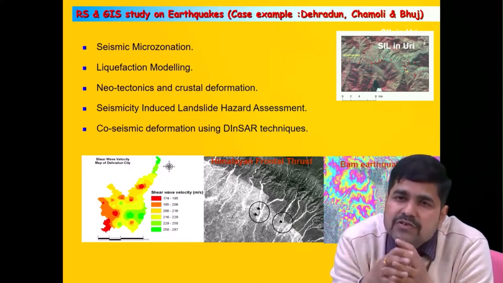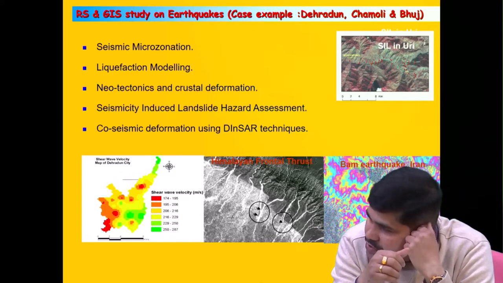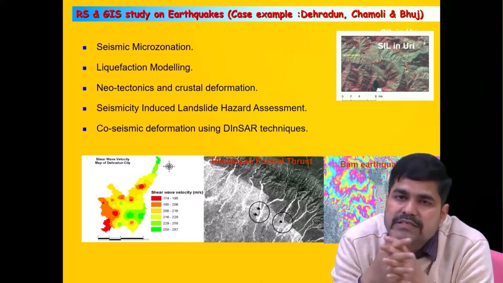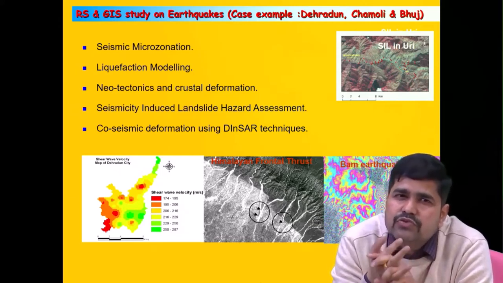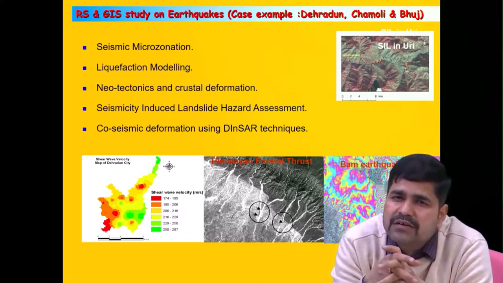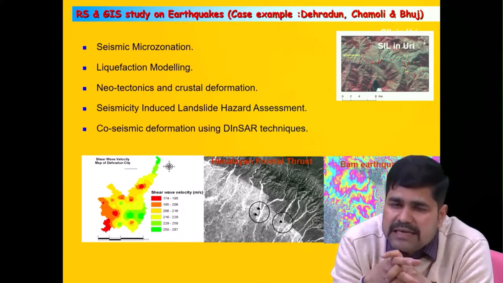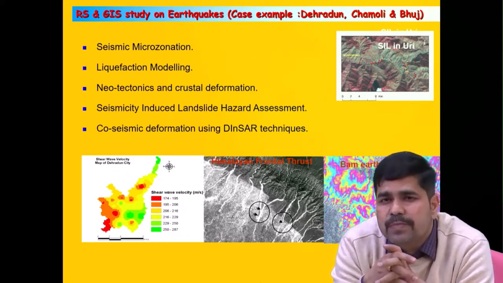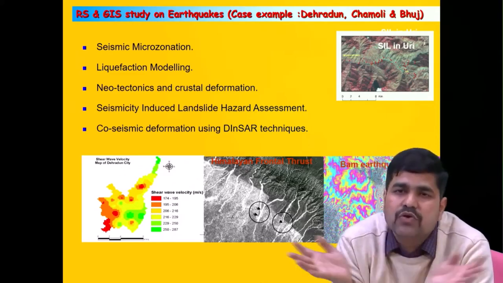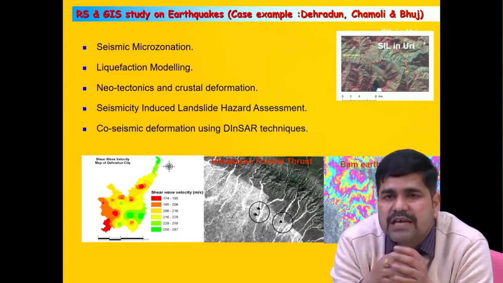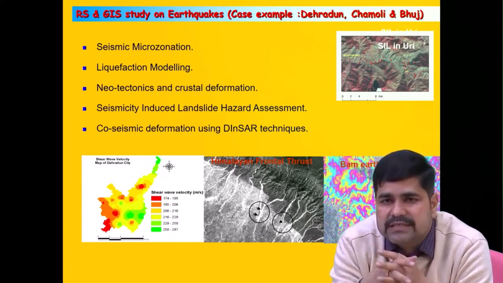Next is seismicity-induced landslide hazard assessment. This we will do in detail in tomorrow's lecture, but as of now we understand that seismicity along with rainfall, I have introduced you to rainfall-triggered landslides, but seismicity also can trigger landslides, and what best we can do in terms of hazard zonation when an earthquake strikes. There is no rainfall, but still the seismic movements are there, and that's why landslides happen.